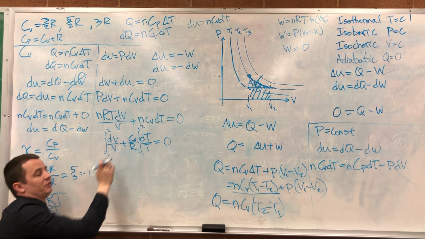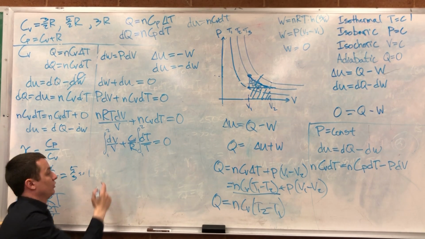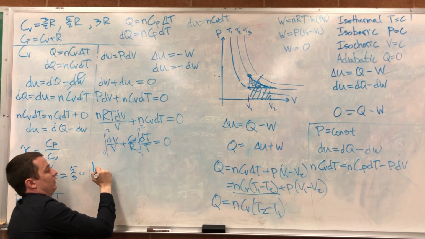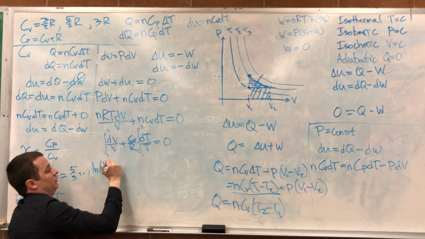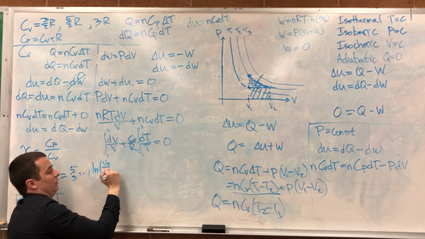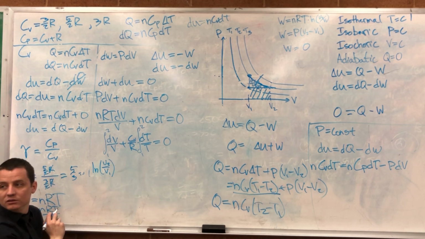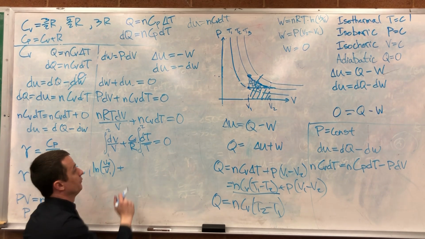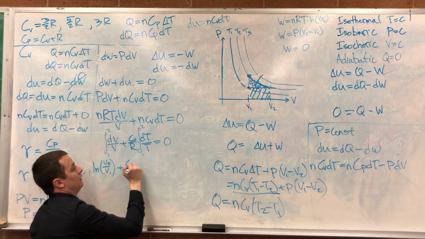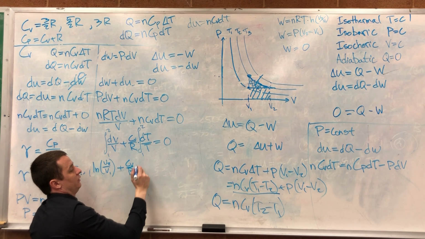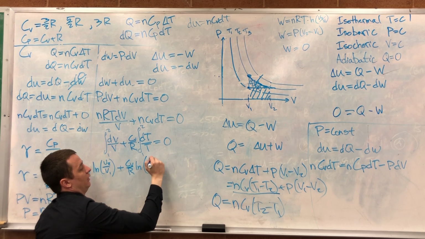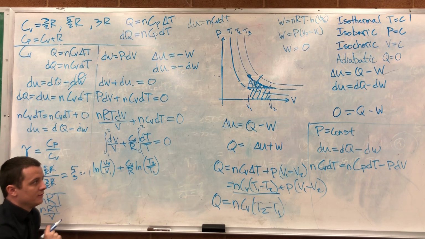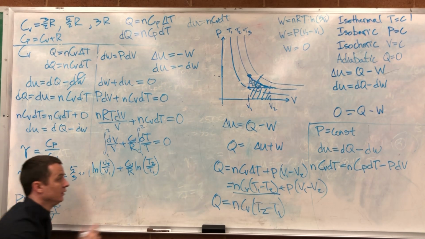Okay? And so from point 1 to point 2 over here, what's the integral of 1 over V? Isn't that natural log? So over here we're going to get natural log of V2 minus natural log of V1, or natural log of V2 over V1, same thing. Plus, over here, we're going to get CV over R times the natural log of the temperature at 2 minus the temperature at 1, is equal to 0.